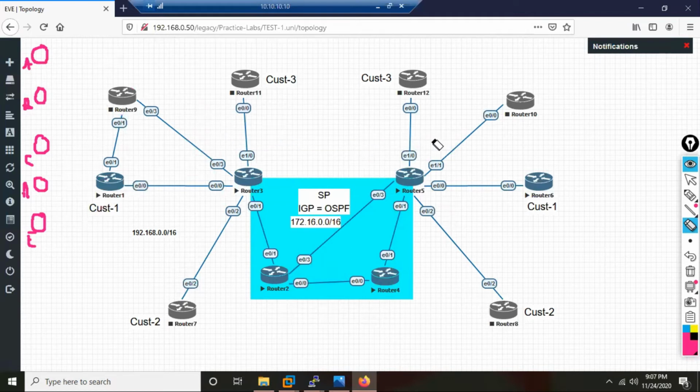This dedicated PE approach is very good. What is your requirement? No two customer routes should get mixed up, right? For that, the dedicated P approach was doing that job. But the thing is, practically it is not possible like that.